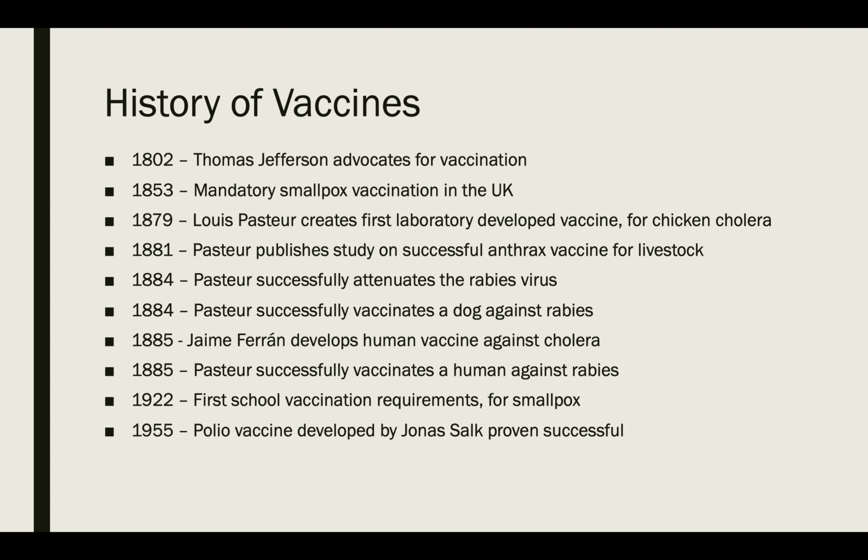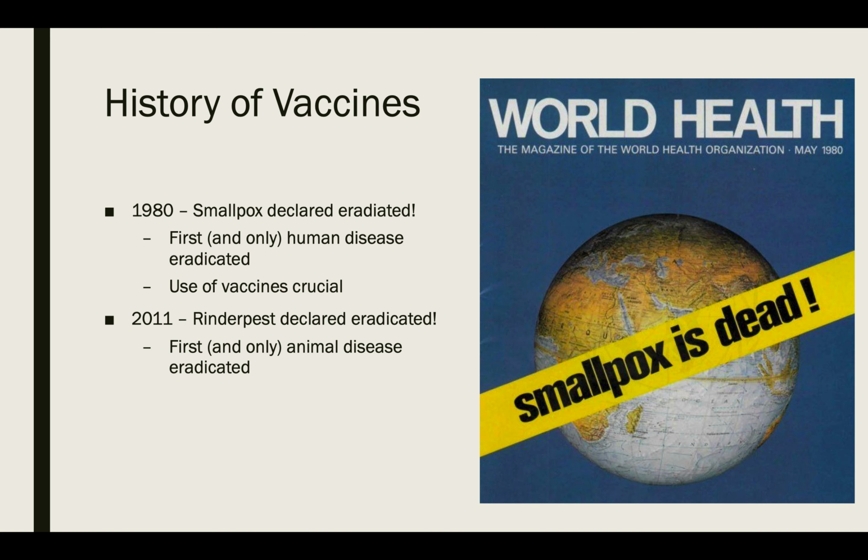In 1922, we had the first school requirements, so schools requiring vaccination. Again, it was against smallpox. And then the polio vaccine, the first polio vaccine, was developed by Jonas Salk, and it was proven successful in 1955. So some really important history about vaccines.